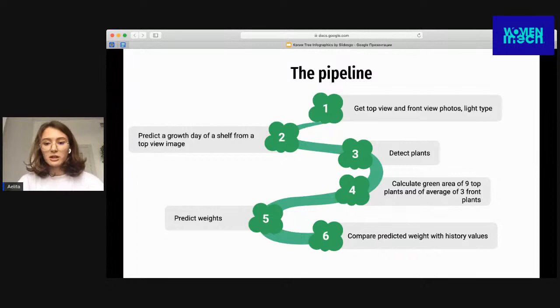The history values are the same that the farm company gave us in order to train the model. And the idea is that if the weight is greatly smaller than the history value, then the system should make an alert signal in order to change the microclimate, in order to make the plants more healthy and heavier.